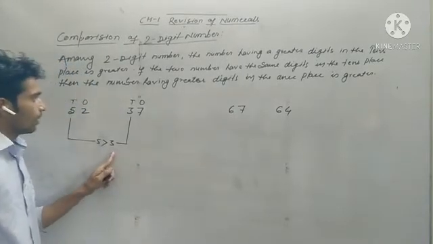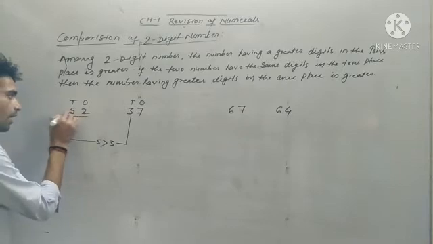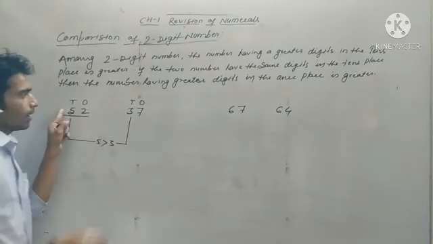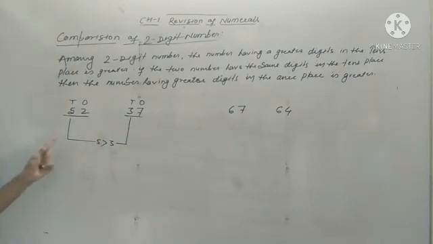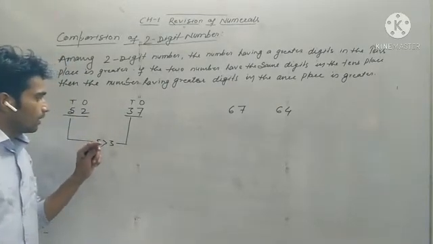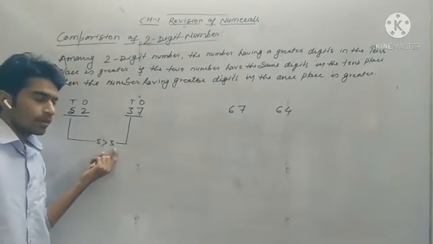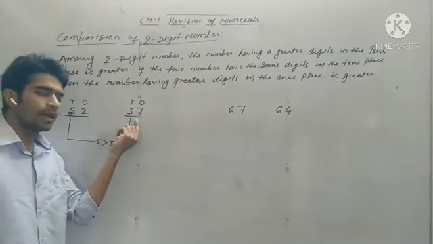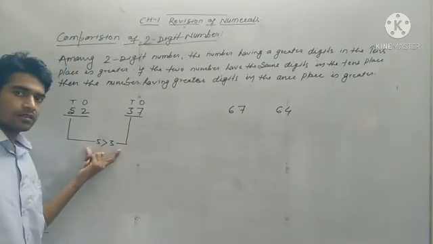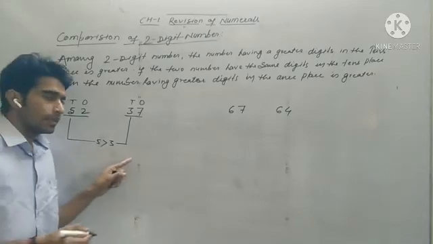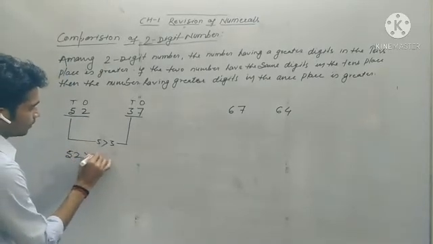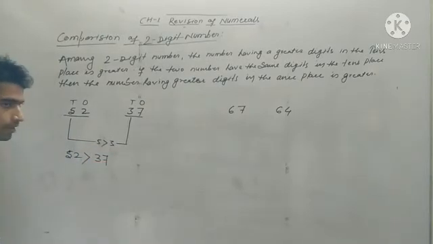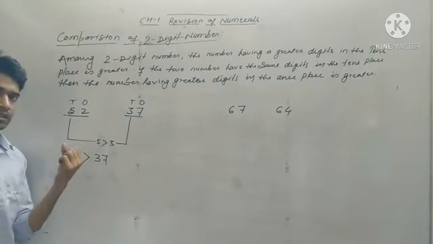Is it clear? These numbers have 5 in the tens place and these numbers have 3. So the digits in the tens place are 5 and 3. Which is greater? 5 is greater than 3. So the number 52 is greater than 37.